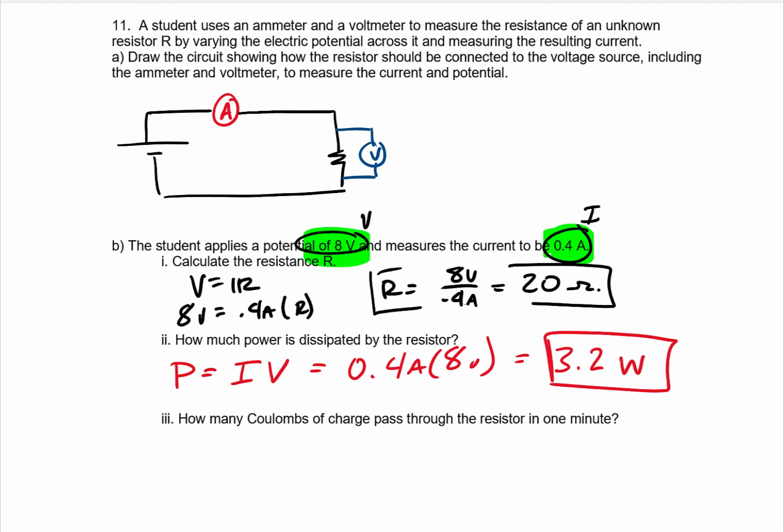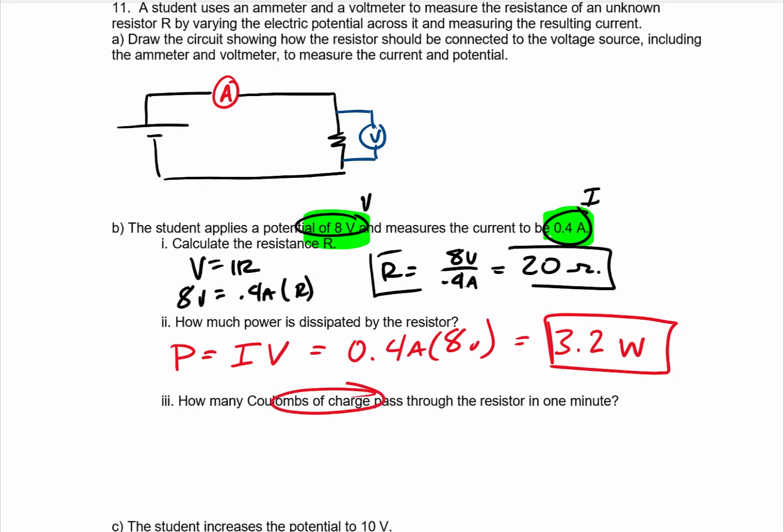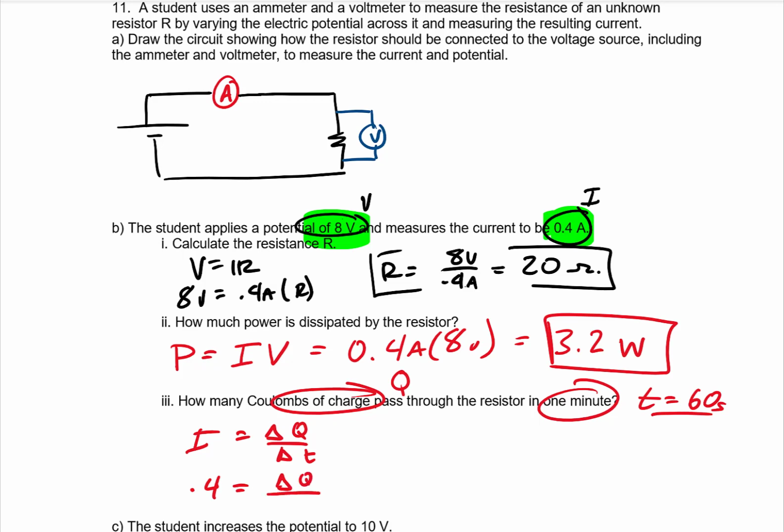How many coulombs of charge pass through the resistor in 1 minute? So we want to know the Q, and we have our time here as 60 seconds. That's what 1 minute is. From our definition for current, current was change in charge over change in time. So 0.4 amps is equal to the change in charge over the time of 60 seconds. So my delta Q is 0.4 times 60. My change in charge during that time comes out to be 24 coulombs worth of charge moving in that time, which is a ton of charge.